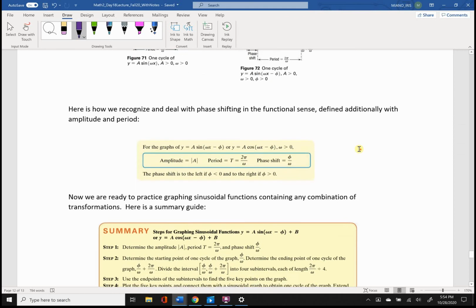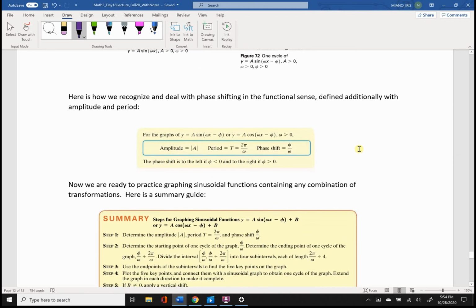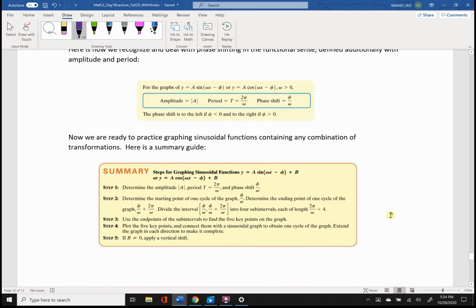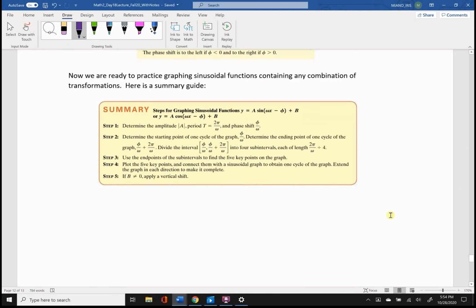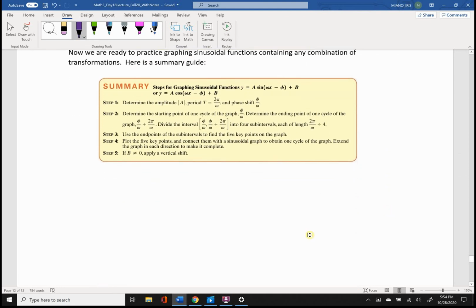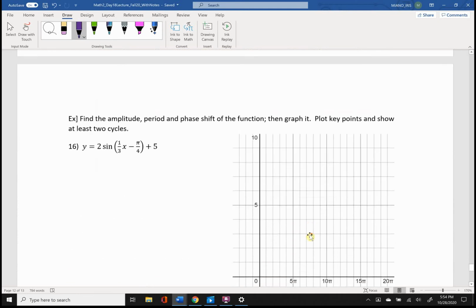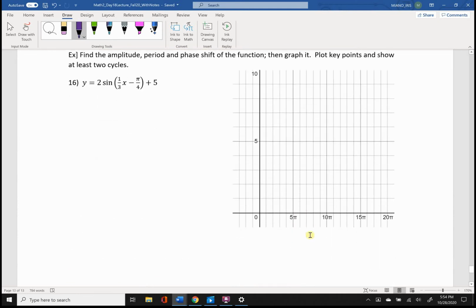So let's go ahead and add the phase shift ratio of phi over omega to our cache of elements that we use in order to plot sine and cosine graphs. And it's just now one more step in a process that has already been presented. So here is a basic summary, blah, blah, blah. I'll let you read that on your own time and get straight to a demonstration of a particular sine function that I want to graph.